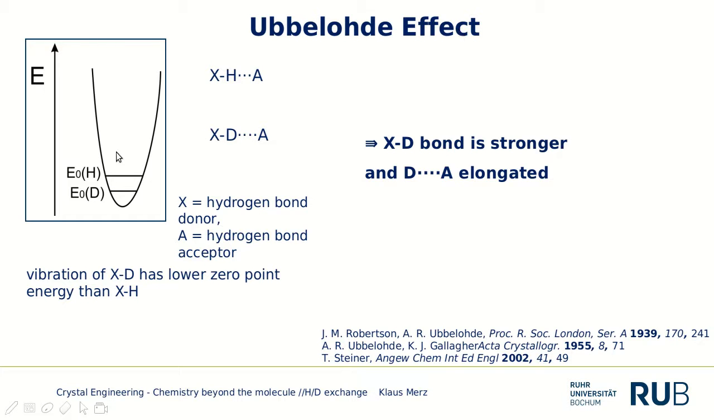Well, what we must look at is the energy potential. And what we see is that we have a lowering of the zero point energy by switching from hydrogen to deuterium. This is all. This is the background, this lowering of the zero point energy. And this has an effect. If this is a lower energy, the XD bond is stronger. And the deuterium acceptor distance is elongated.